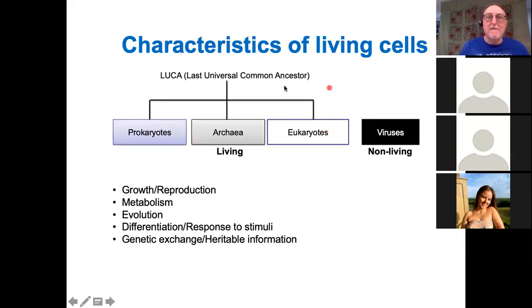This just suggests to you that many of these processes, in fact, probably evolved in the last universal common ancestor to all three of the living groups, which are the prokaryotes, this should say eubacteria, by the way, the archaea and the eukaryotes. Remember that viruses are not living, they have no metabolism. So they are not included in our discussion.